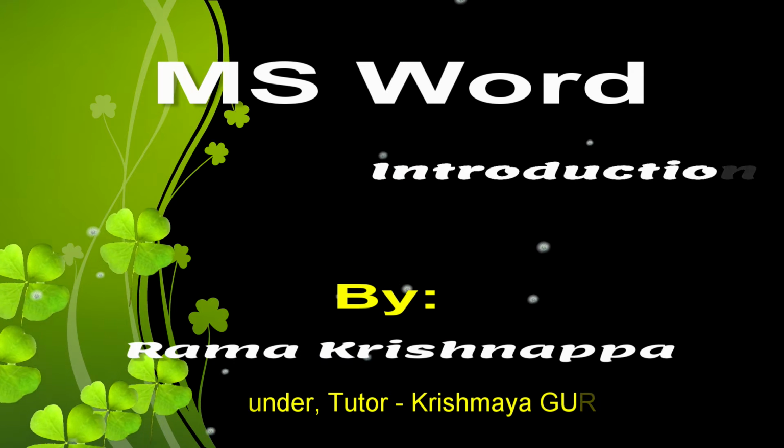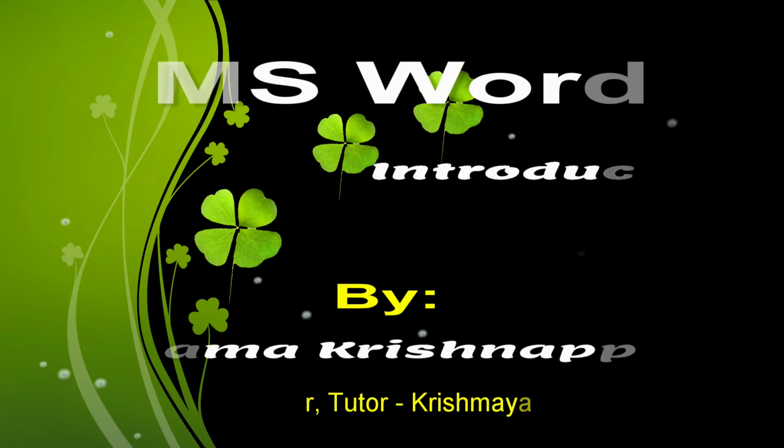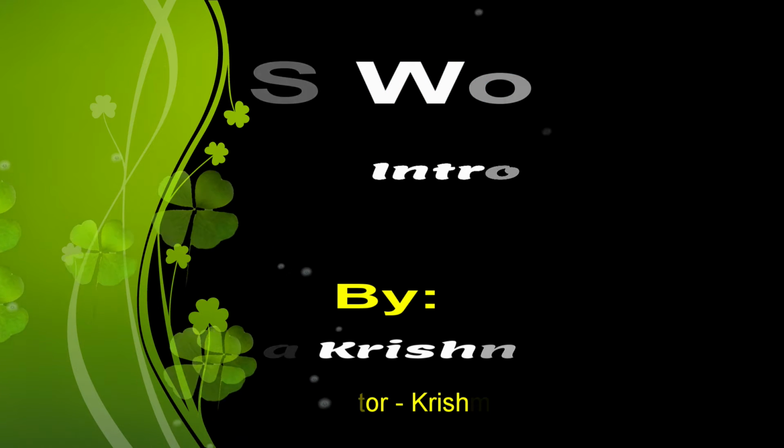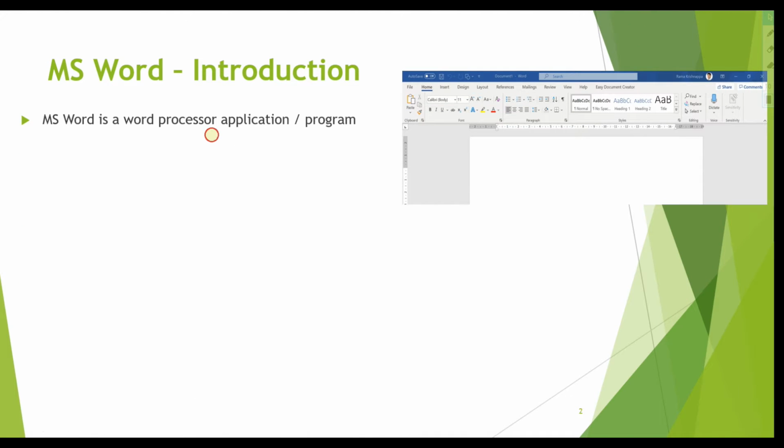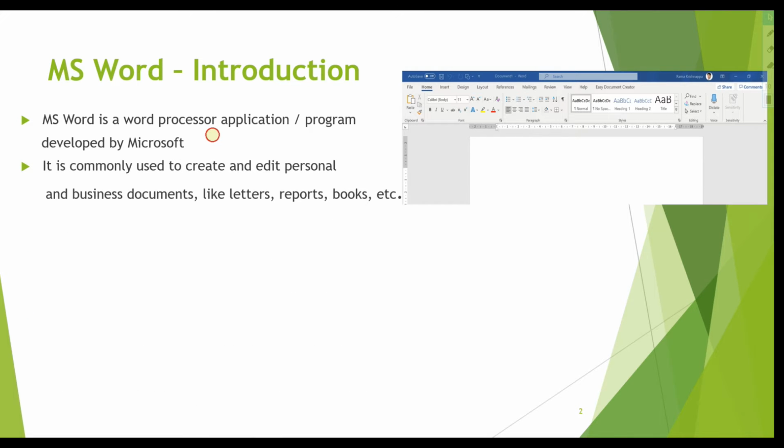Today's class, we would be introducing MS Word and we will be learning what the features and the areas of usage of MS Word are. MS Word is a word processor program or application developed by Microsoft, and it is commonly used to create or edit personal or business documents like letters, reports, books, etc. You might have seen documents like reports or books. In all these areas, you can easily use MS Word and create documents of your liking.